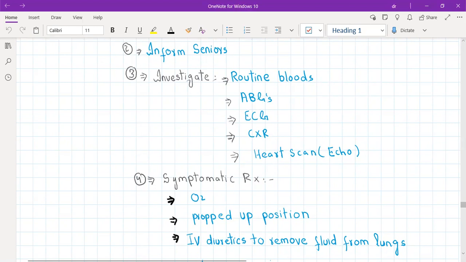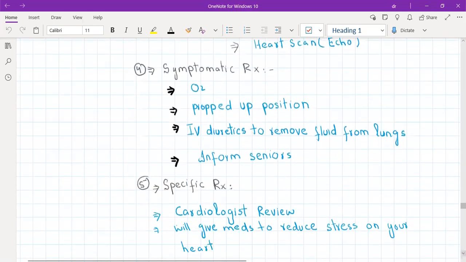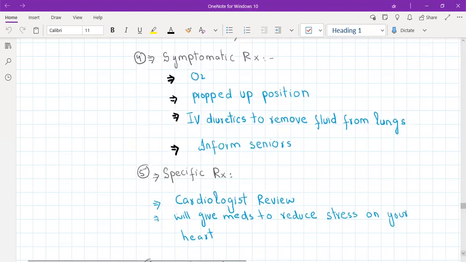Treatment: symptomatic treatment will be keeping the patient in a propped up position, giving him oxygen, and telling the patient that we will give you some medication through your vein, which is called a diuretic, and it will remove fluid from your lungs and ease your breathing. We'll also inform our seniors. Specific treatment here is cardiology review.